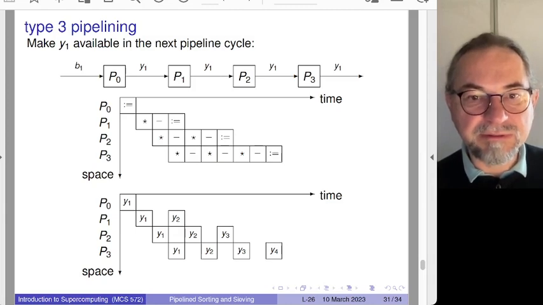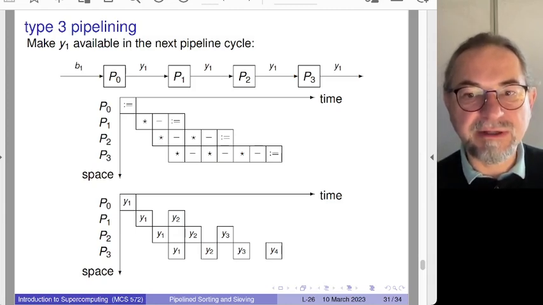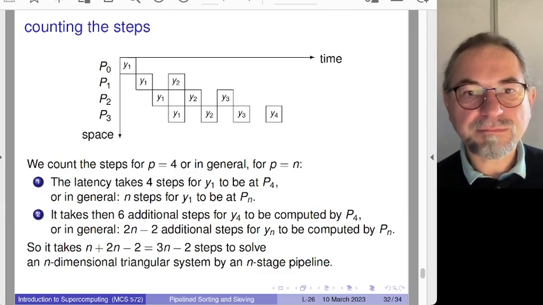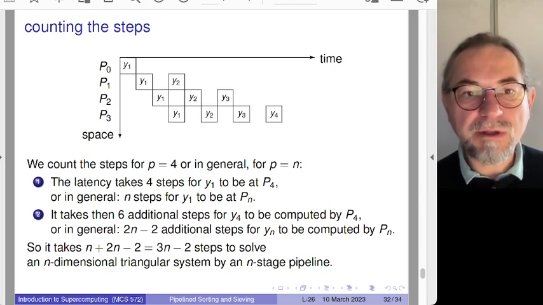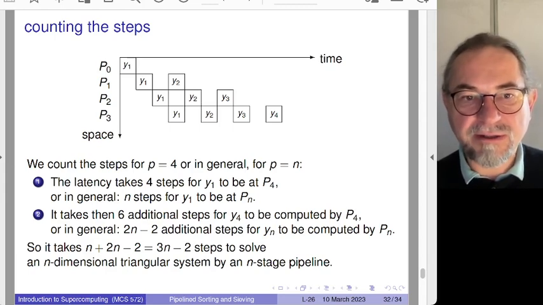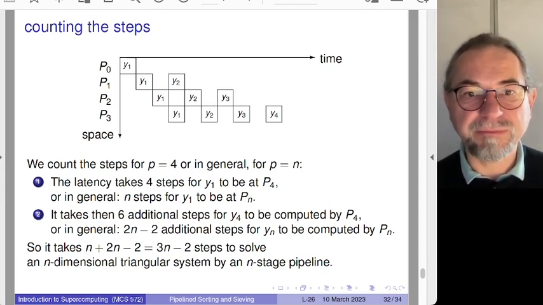But on the other hand, you can see that there is a speedup possible. Let's compute it. We can count the steps for p equals 4. So there is a latency. In general, it takes 4 steps for y1 to be at p4. So we have n steps there, or n minus 1 steps if you want to be very, very precise.